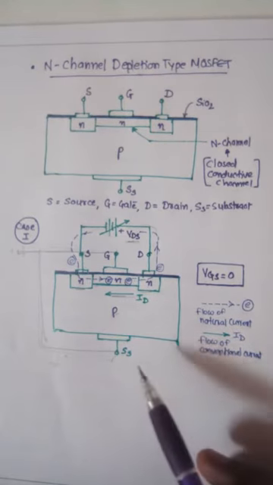Now the second one, in the same way, the P channel depletion MOSFET. The difference is that here the substrate is N instead of P and the channel is P instead of N. We can also note that the supply voltage between drain and source will be reversed. Here it is negative and positive. The majority charge carrier here is holes, and these holes are attracted this way, so the current will flow this way.